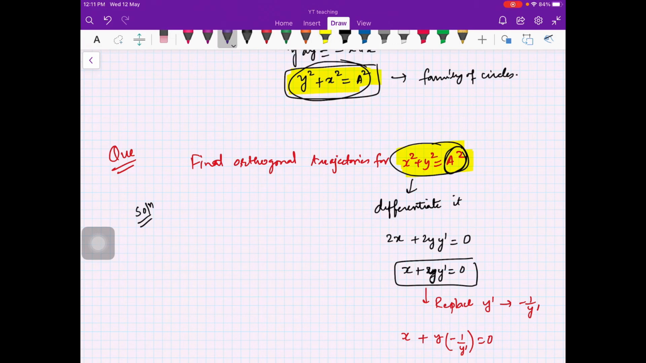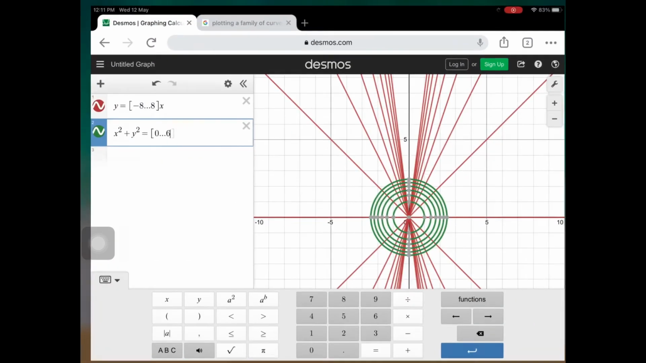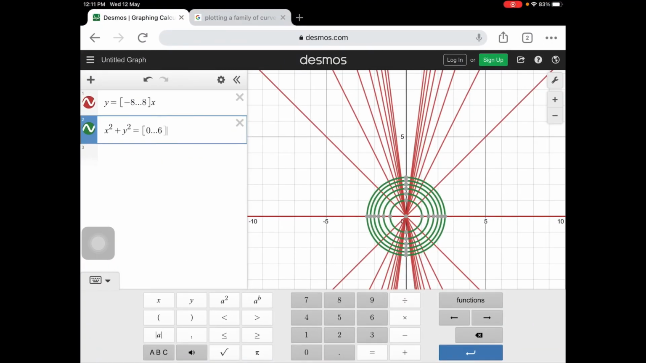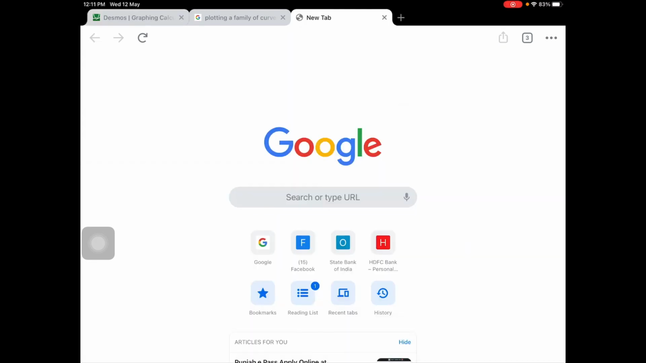So let us try to draw y is equal to kx, this family, and x square plus y square is equal to a square, this family, right? And you can see actually whether they are perpendicular or not. You can actually see this with your eyes. There is a Desmos graphing calculator, so I would want you to use it. So I can show you.